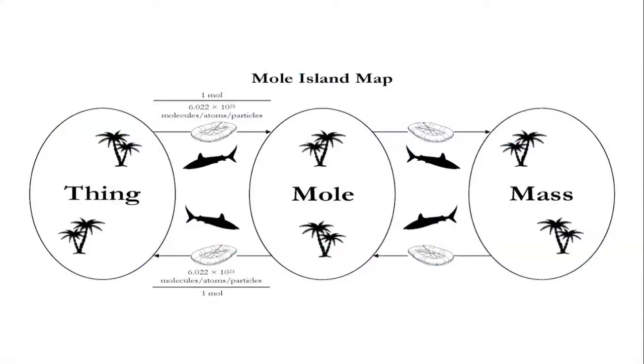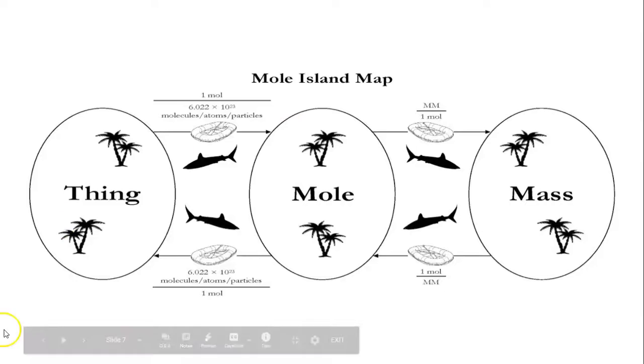Okay, so now let's go ahead and talk about conversions between mole and mass, mass to moles. So if we're going from moles to mass, so that means if we're going from moles to grams, it's going to be the molar mass over 1 mole. And if you're going from mass to moles, so grams to moles, it's going to be 1 mole over the molar mass.